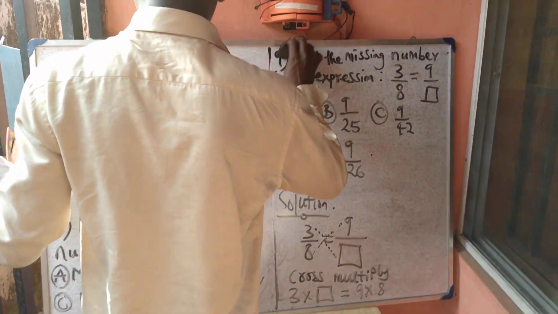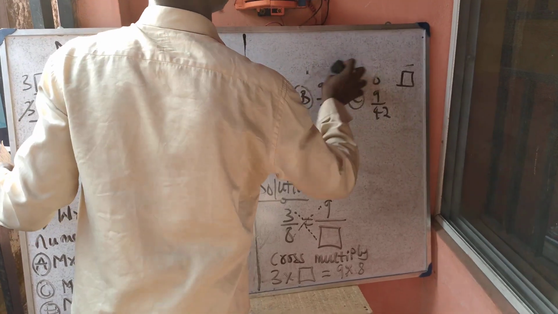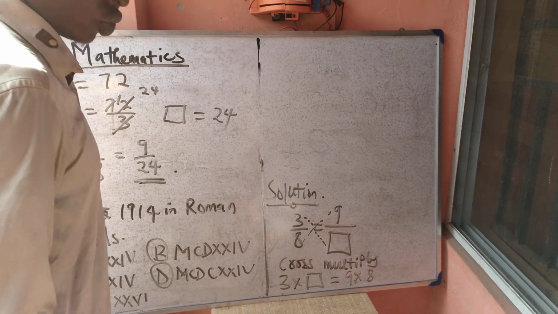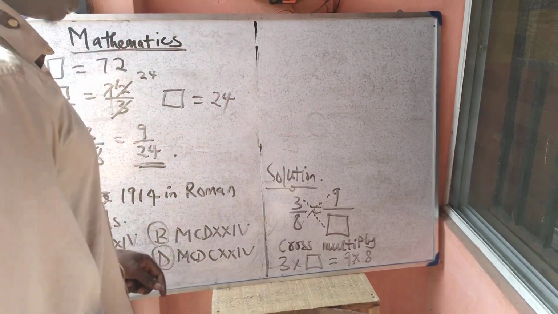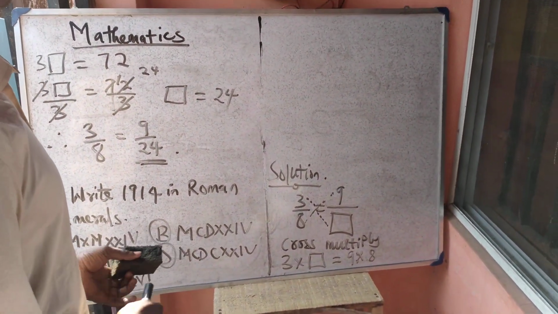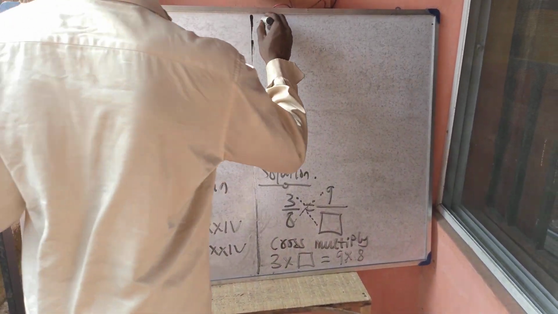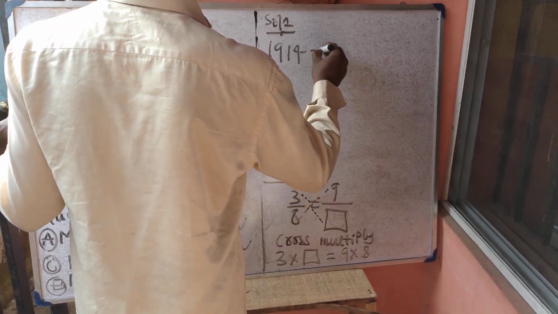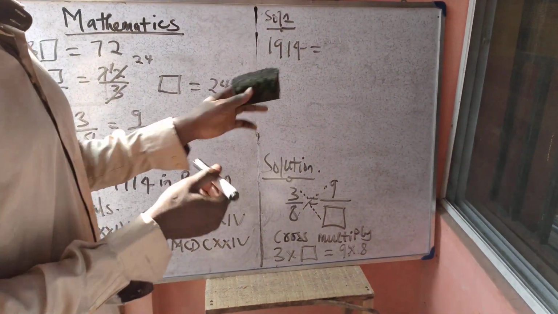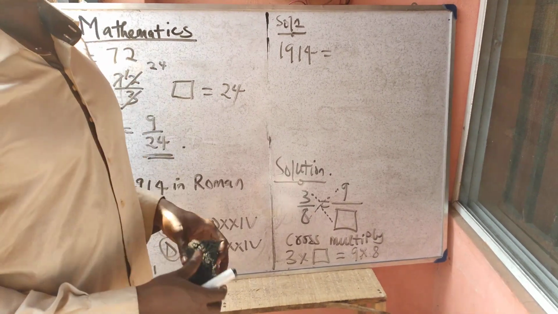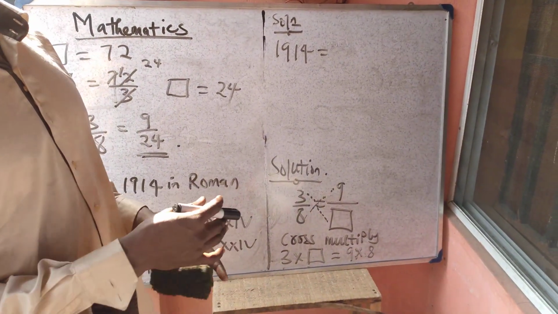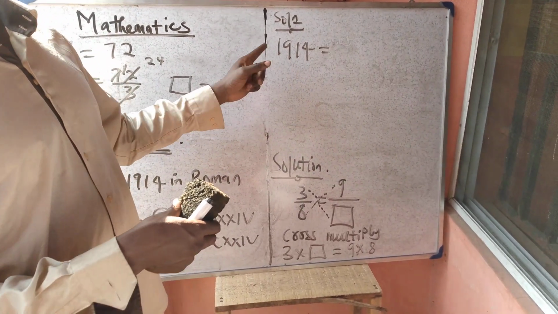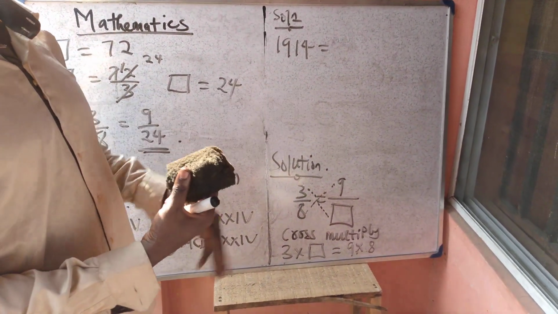Alright, let's solve that question. They say write 1914. Solution. We have to write 1914 in Roman numerals. This is 1914. I repeat, 1914. We have to write it in Roman numerals. So you break them down simply: units, tens, hundreds, and thousands. That is a place value system.